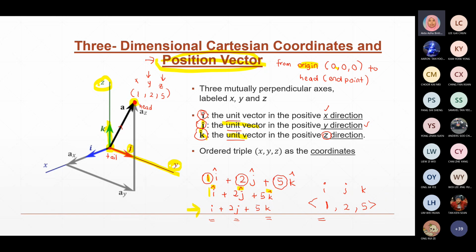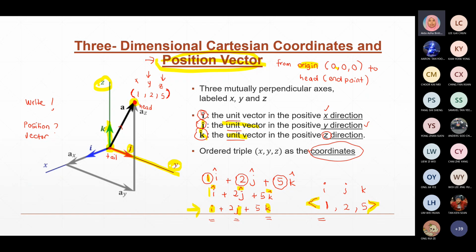You can write it in terms of i, j, k, or you can also write it in the arrow bracket. But don't confuse them. Don't write it in the curved bracket here, because the curved bracket refers to the coordinate. Please take note. So this is just the introduction to how we write down a vector, and also how to find the position vector.